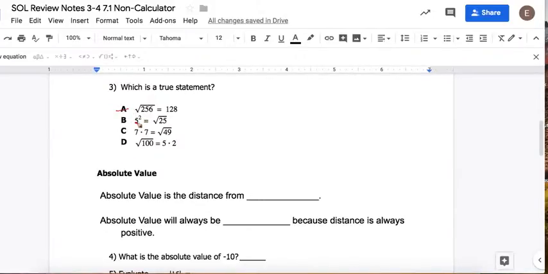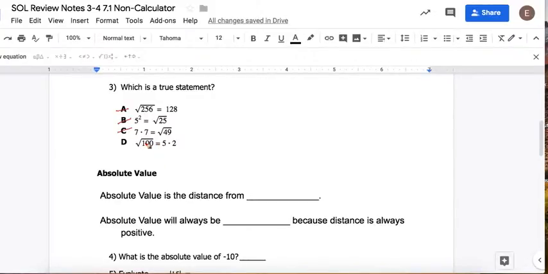5 squared, that means 5 times 5 is 25. Does 25 equal the square root of 25? No, because the square root of 25 is 5. So 25 does not equal 5, so no, that's not correct. 7 times 7 is 49. And what's the square root of 49? 7. So no, 49 does not equal 7. So you've got to be careful.